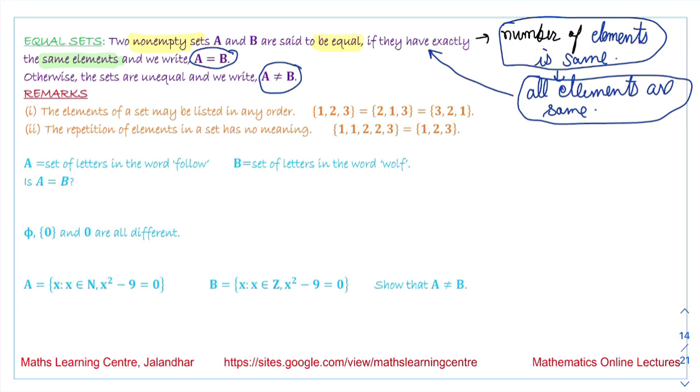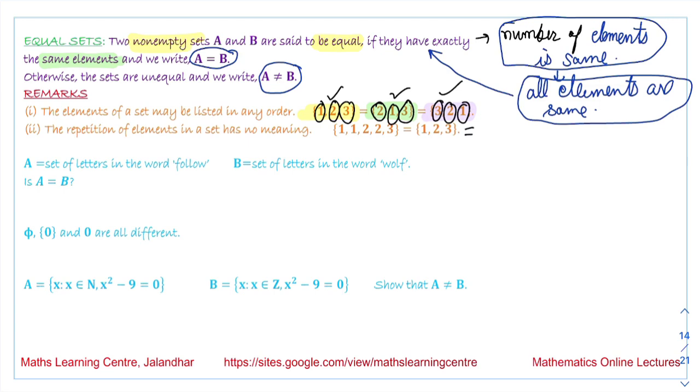An important thing to note over here is that the ordering of the elements and the repetition of elements are not to be considered when we are talking about the equality of sets. It means if we are writing the set 1, 2, 3, the set 2, 1, 3, or the set 3, 1, 2, the number of elements is 3. The elements are 1 over here, 1 over here, 1 over here, 2 over here, 2 over here, 2 over here, 3, 3 and 3. So the number of elements is the same and the elements are the same. So all these three sets are equal to each other.